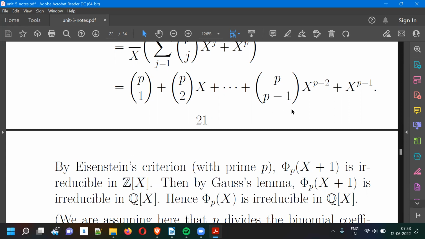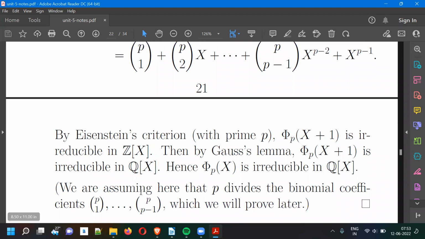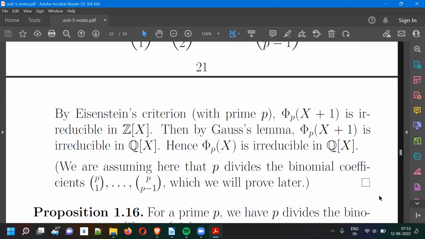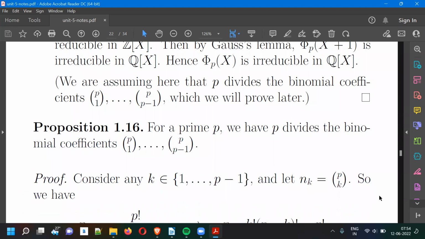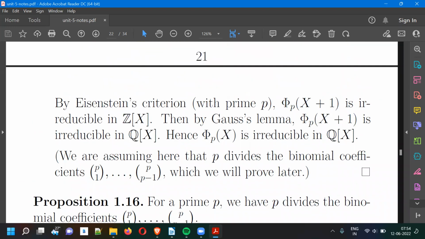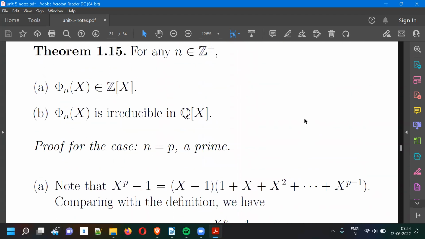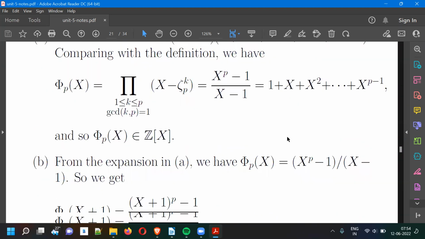But this is a monic polynomial. Therefore, by Gauss's lemma, phi p of x plus 1 is irreducible in Q[x]. Therefore, phi p of x is irreducible in Q[x]. Right? So what have we assumed here? We are assuming that p divides the binomial coefficients p choose 1 to p choose p minus 1, which we will prove a little later. So phi p of x is irreducible. Is that clear? So we have proved this statement for n equal to p a prime. So this theorem is done when n is a prime.